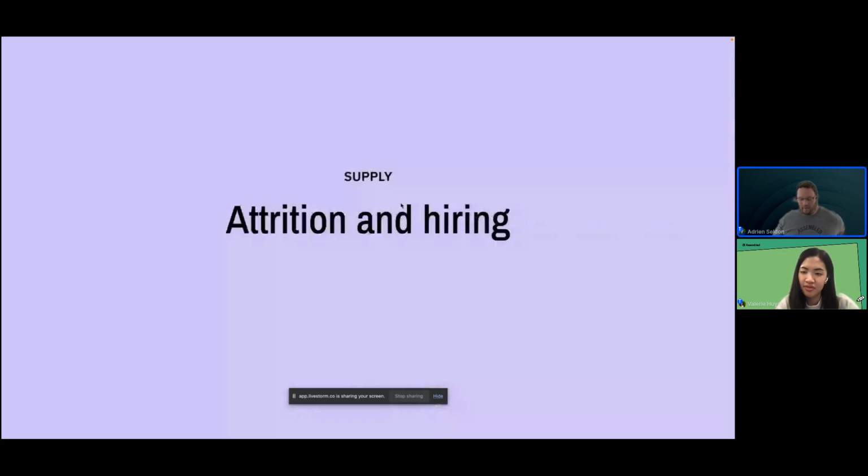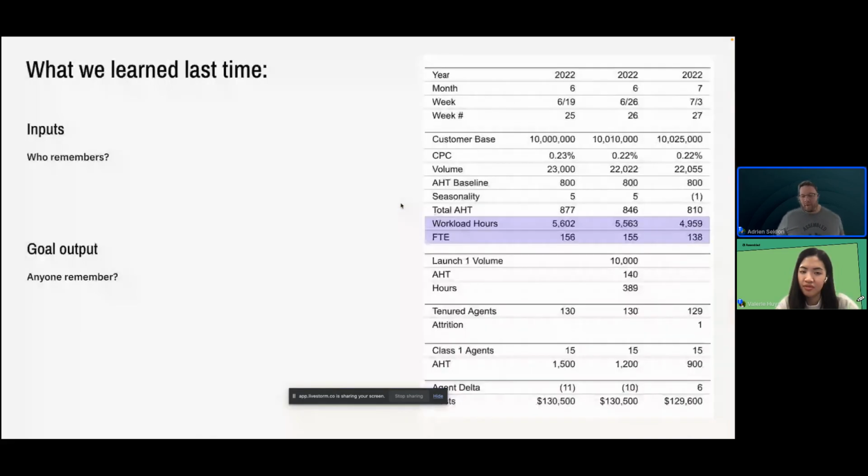Let's see if I can get my little example to pop in here, just exposing everything that we had there on the last screenshot. You can see customer base, CPC, volumes, handle time baseline, seasonality, workload hours, launches. There's so many different things that can go into the actual workload. It's okay if you don't remember all of these.